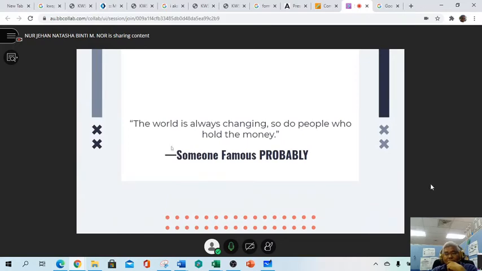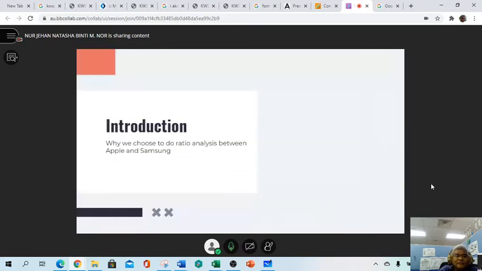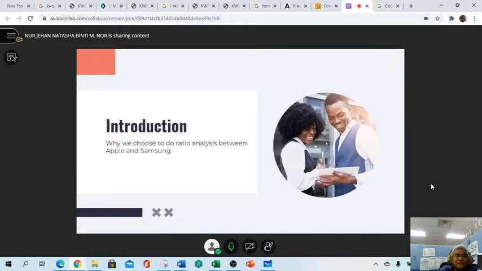The world is always changing, and so are the people who hold the money. The meaning of the quote is telling us that no matter how the world changes, the people who hold the money always change. You will see in a moment why I mentioned this quote, and why we chose to do ratio analysis between Apple and Samsung. Next slide.